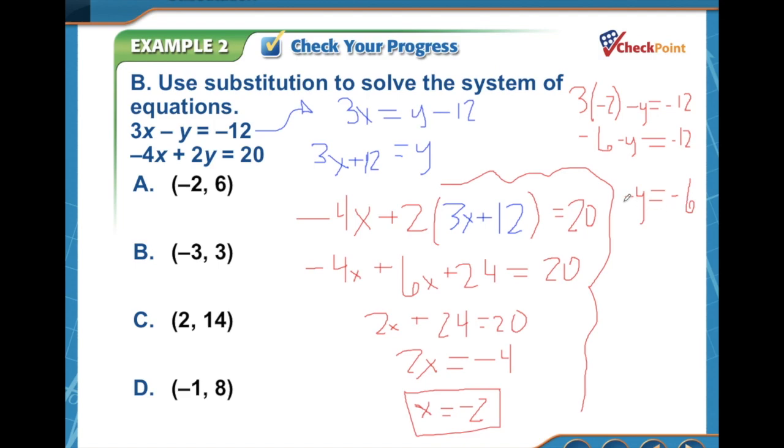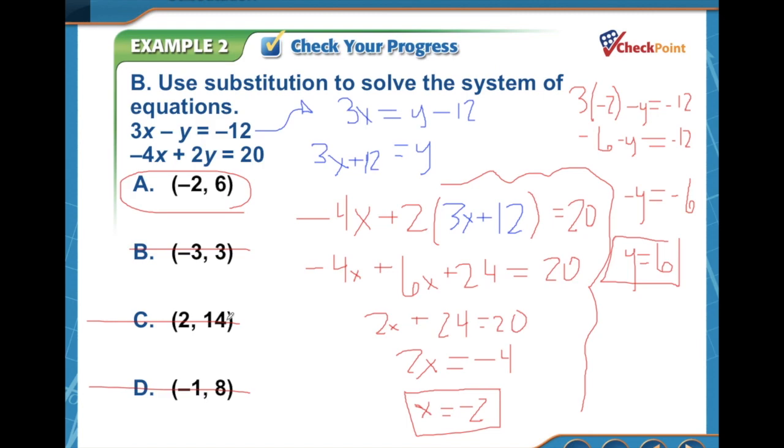And then if I multiply both sides by negative 1, because I want this to be positive, y equals positive 6. And that is exactly what we see over here. So our answer, x is negative 2, y is positive 6. So A is correct. We have 2, negative 6. That is our 2B problem, done as well as it can be done.